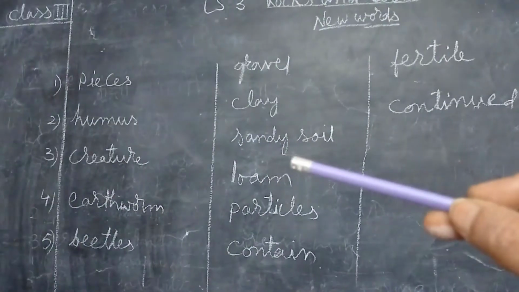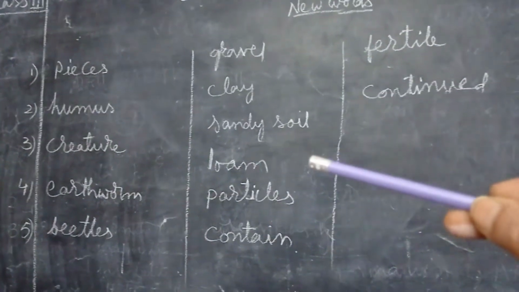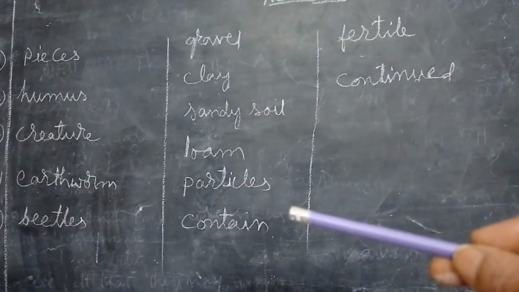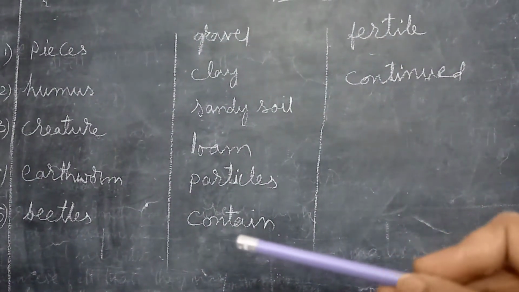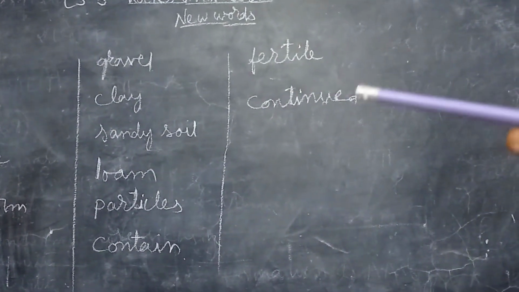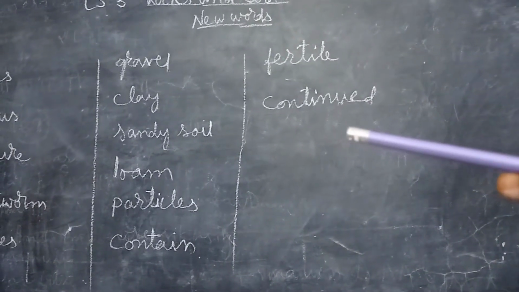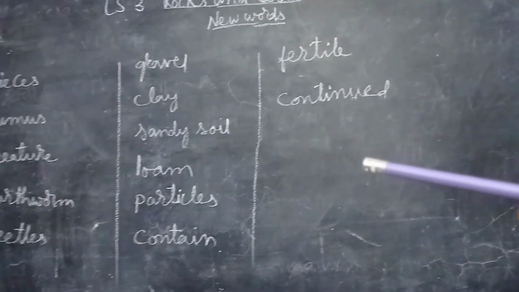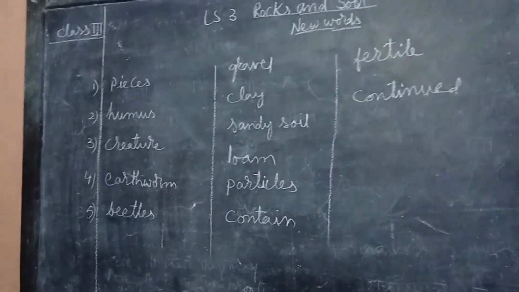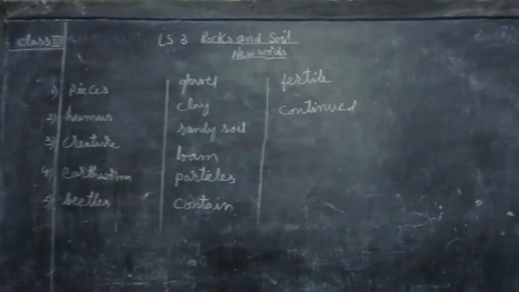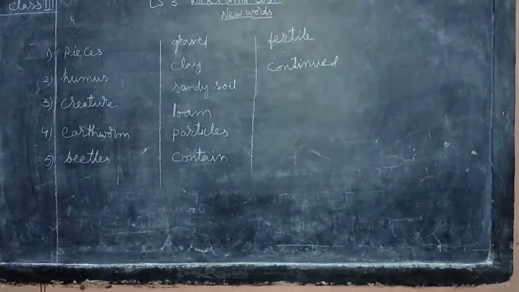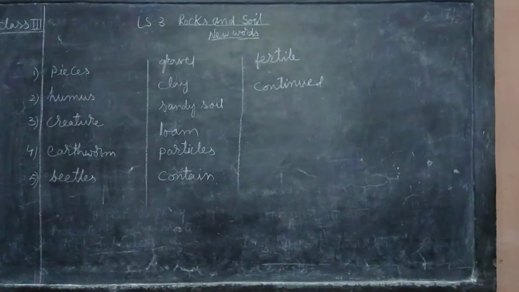S-A-N-D-Y, sandy. Soil, S-O-I-L, soil. L-O-A-M, loam. P-A-R-T-I-C-L-E-S, particles. C-O-N-T-A-I-N, contain. F-E-R-T-I-L-E, fertile. C-O-N-T-I-N-U-E-D, continued. So these are the words I gave you, 12 to 13 words. Please copy these words first and then we'll write the objective type in the textbook.